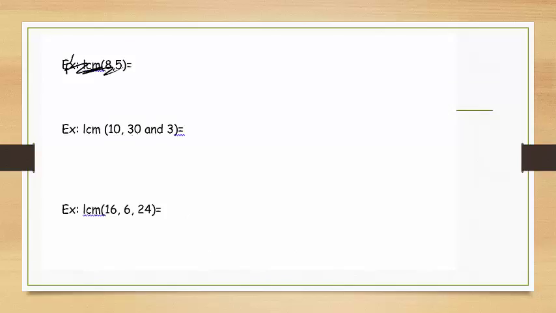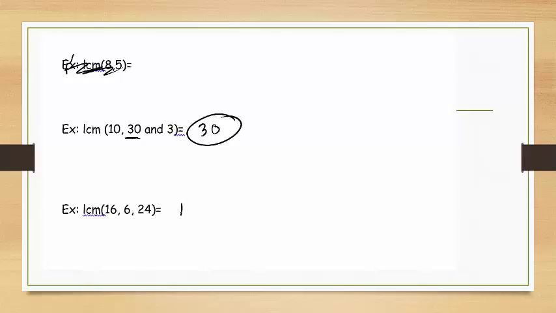So if I look at 10, 30, and 3, I realize 30 is a multiple of 10 and 3, so 30 is going to be my LCM, so no work needed for that. However, that does not work with 16, 6, and 24. 16 does not go into 24, so I can't just use that trick again.